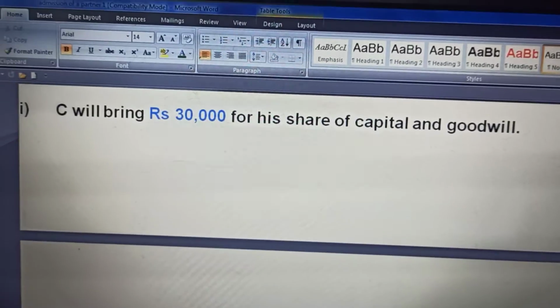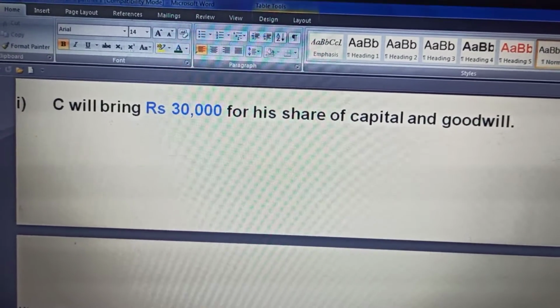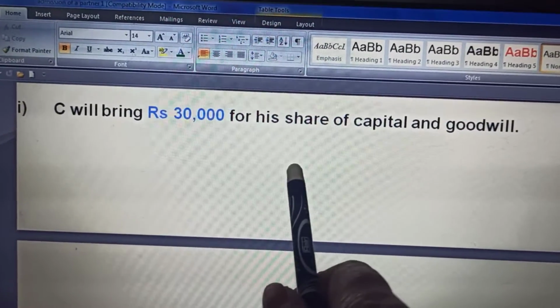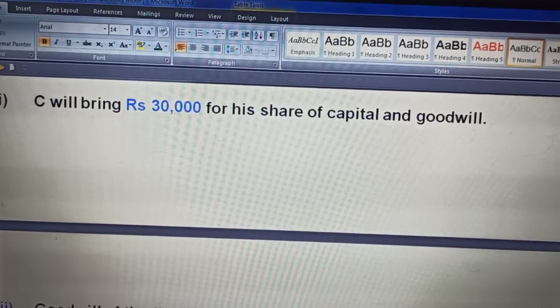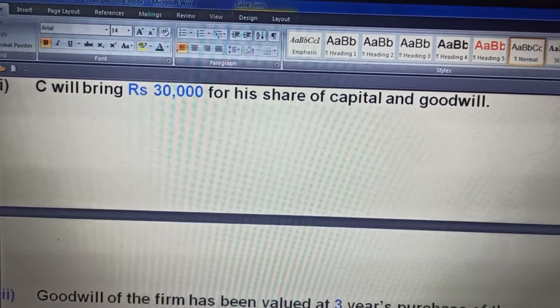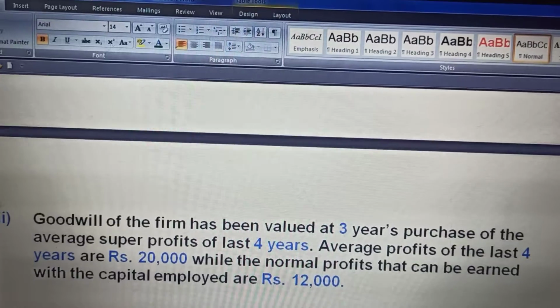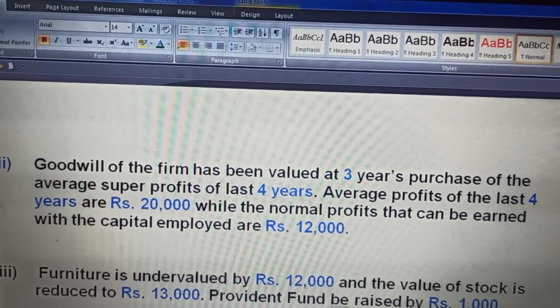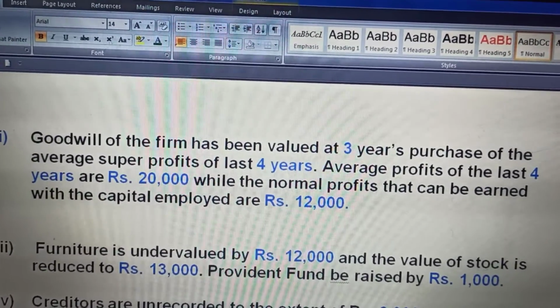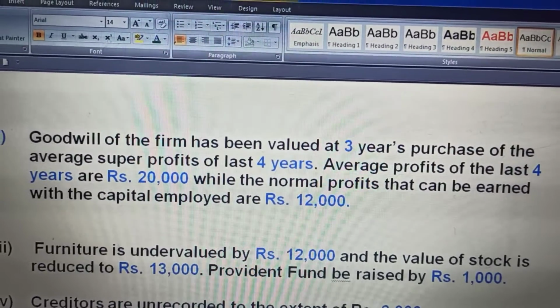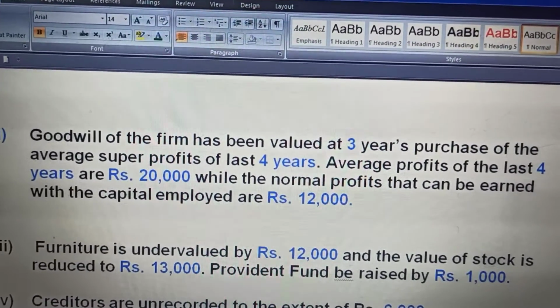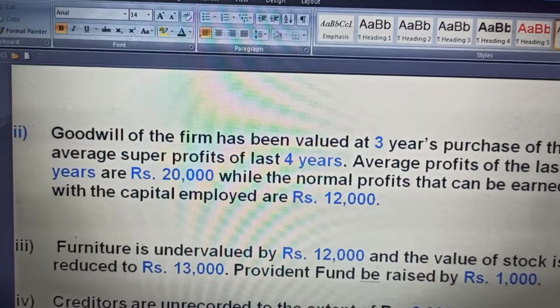what is mentioned is the terms of admission are that C will bring rupees 30,000 for his share of capital and goodwill. C will bring 30,000 in cash. Remember the entry? Bank to premium for goodwill, and that premium for goodwill will be distributed to the old partners in the sacrifice ratio. That was the accounting treatment that we had discussed.